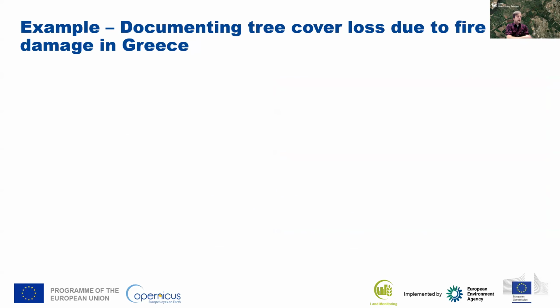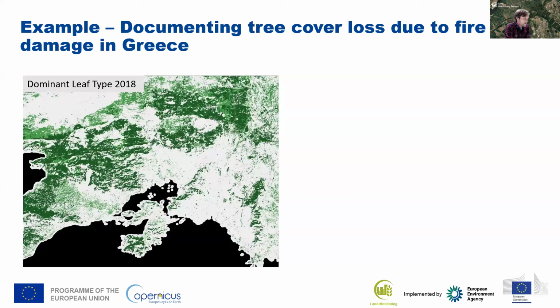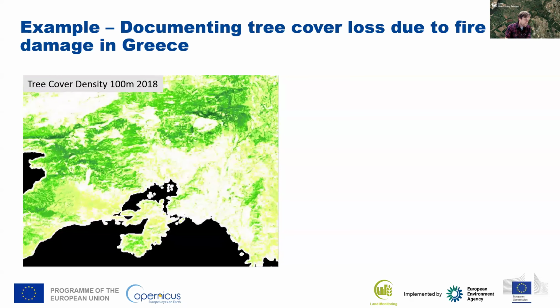And one last example for now, documenting the tree cover loss due to fire damage in trees. Here we see on the right side the city of Athens surrounded by forests and tree cover in the north and in the western part, which is also covered quite well in the dominant leaf type of 2018. And here the tree cover density also shows quite high values, meaning dense tree stands in these darker green colors, and the yellowish coloring showing sparsely covered tree areas.